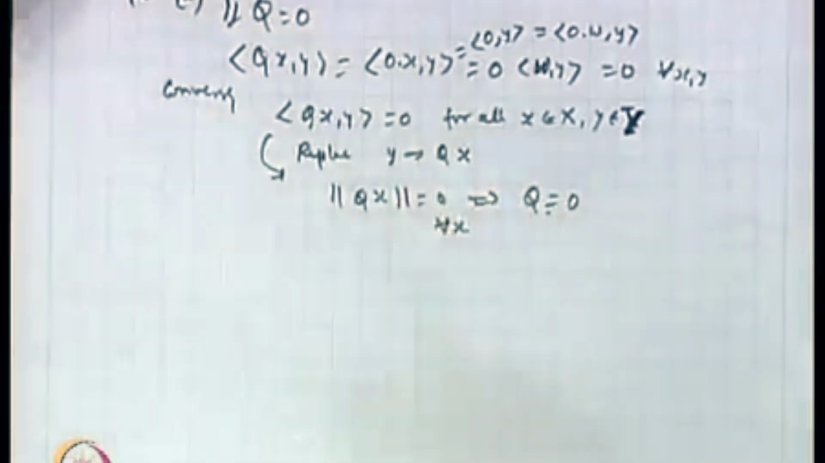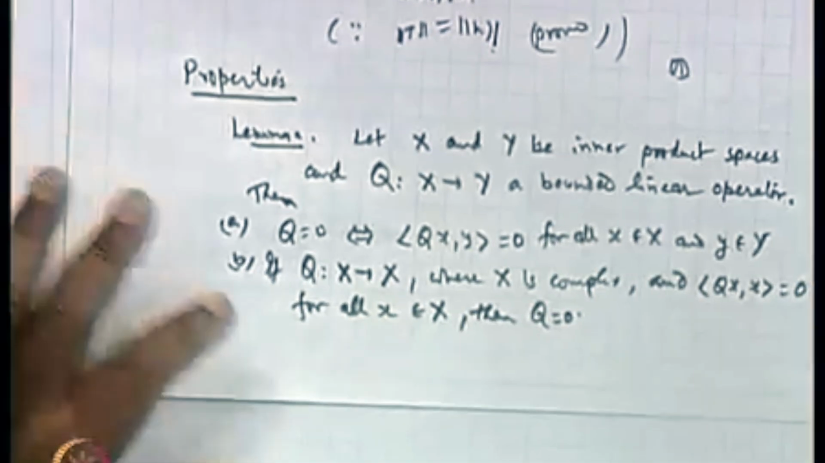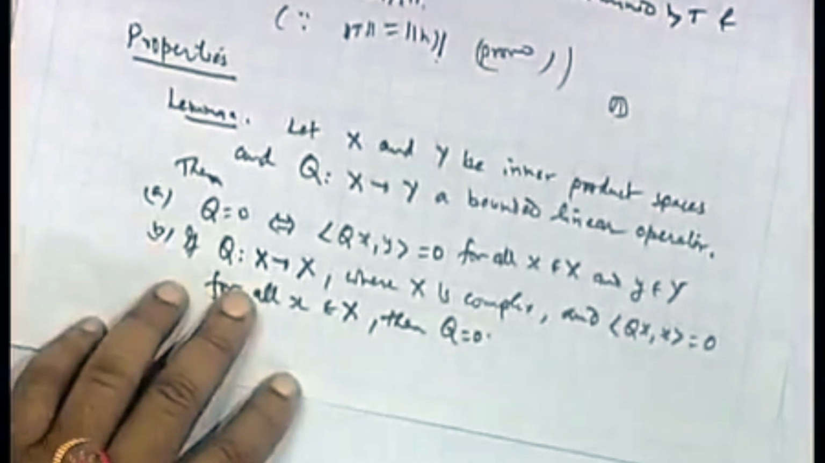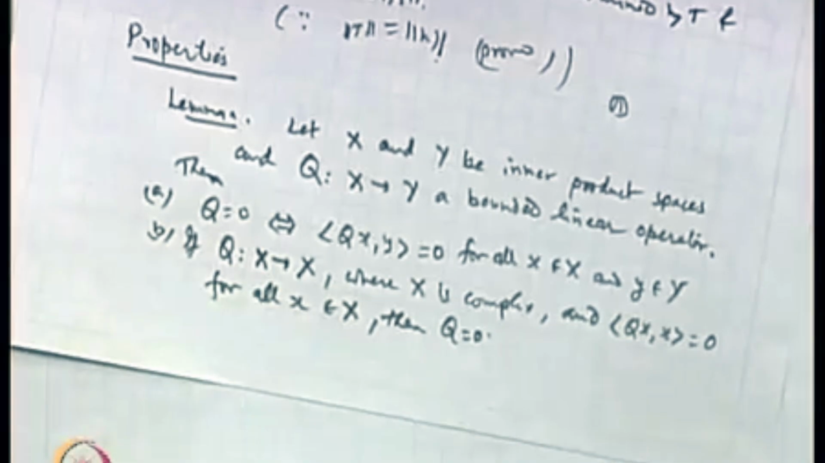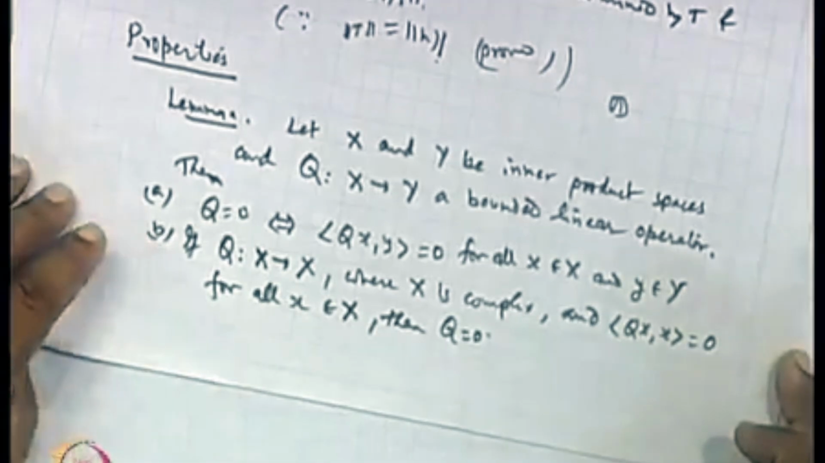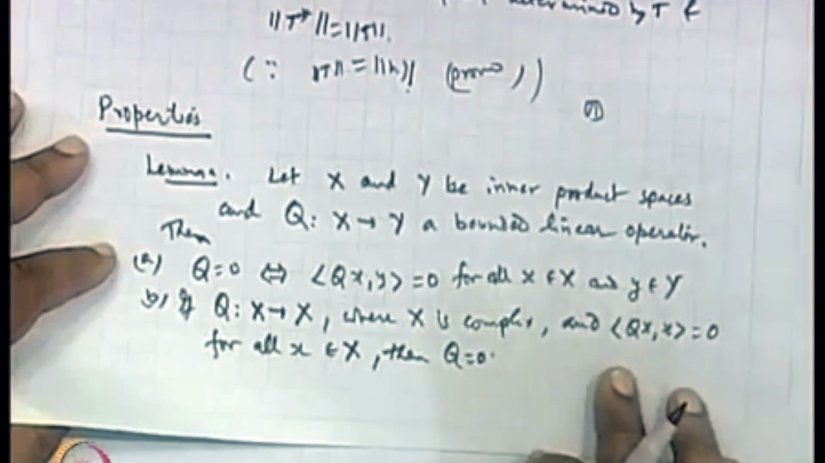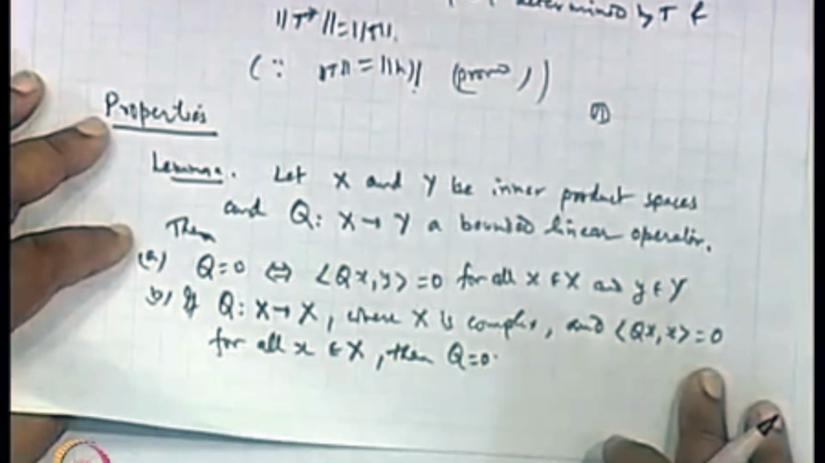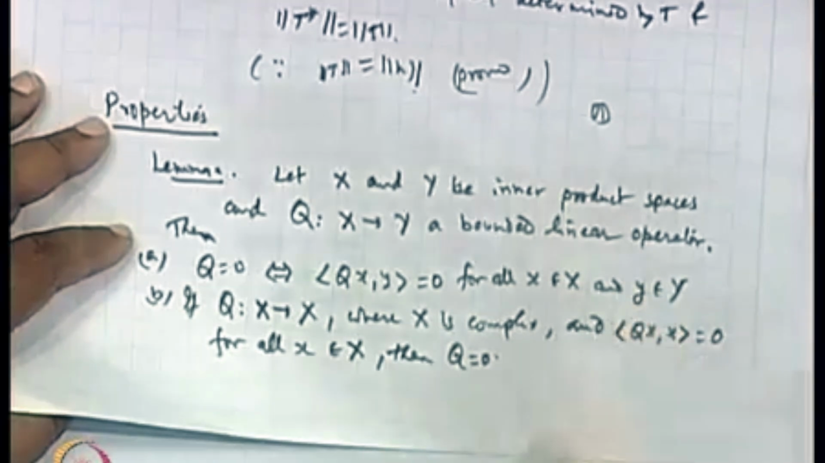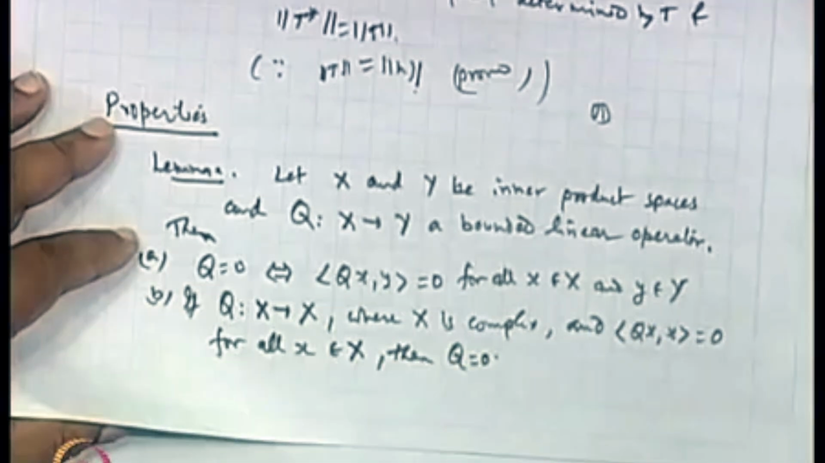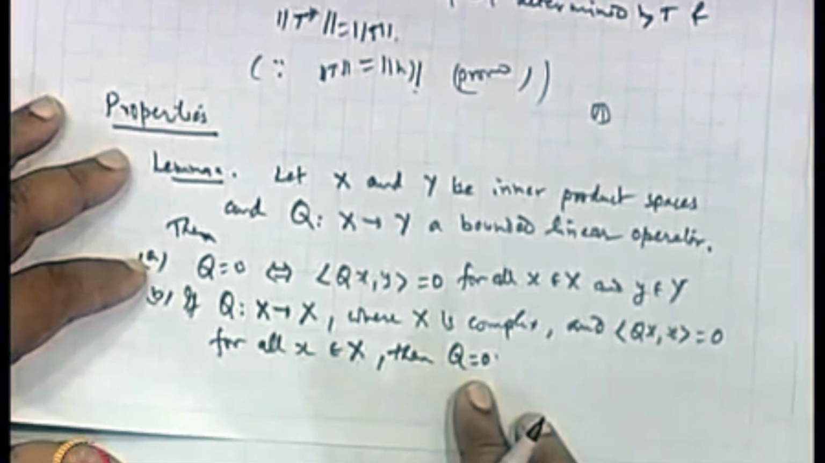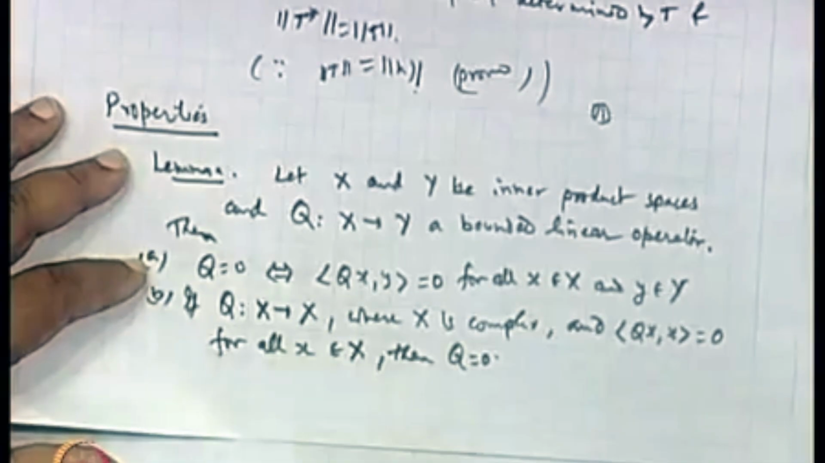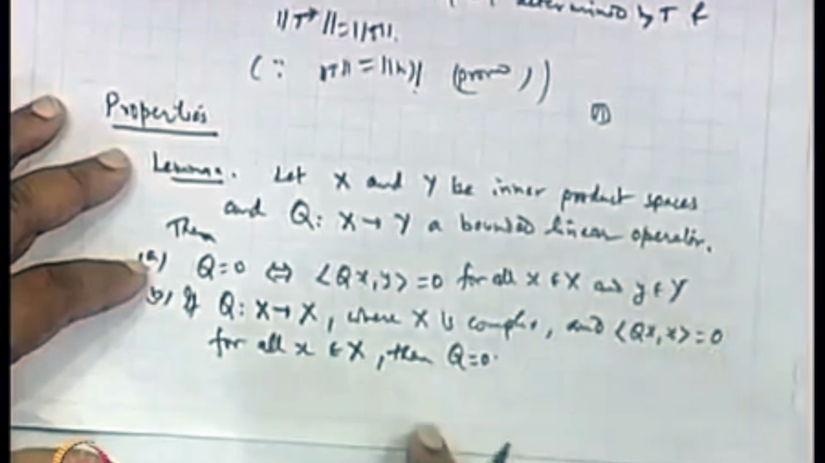So this one part is very easy. The second part says, if Q is an operator from X to X itself, and X is a complex inner product space, then ⟨Qx, x⟩ = 0 implies Q must be 0. That is, the inner product of Qx, x is 0 only when Q has to be 0, if X is complex. If X is not complex, then this condition may fail. If capital X is a real space, then ⟨Qx, x⟩ = 0 need not imply Q equal to 0.